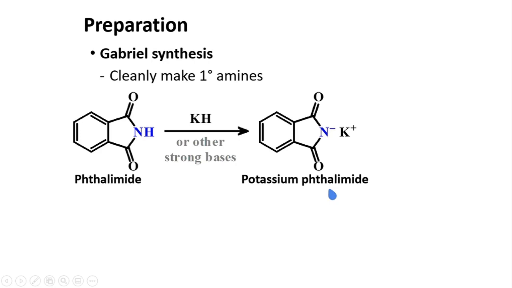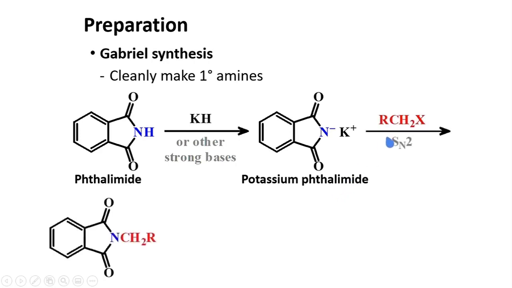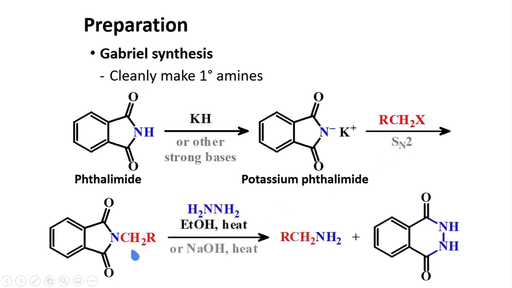Once you have your potassium phthalimide, it can be made to react with an alkyl halide in an SN2 manner to get this compound. Reaction with hydrazine or some other base can form the primary amine. Take note that secondary and tertiary alkyl halides are not effective in this method. This is a very strong base, and if you use, for example, a tertiary alkyl halide, it will end up in an elimination process.